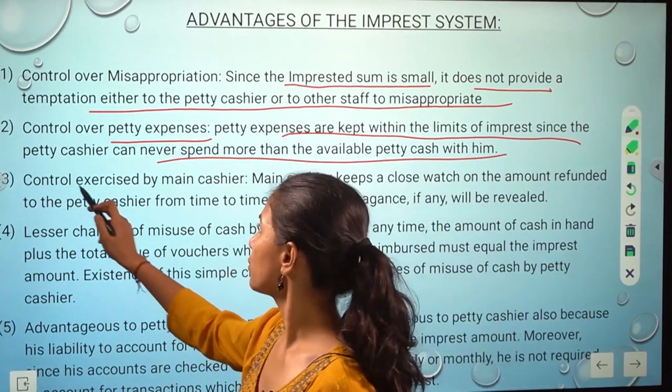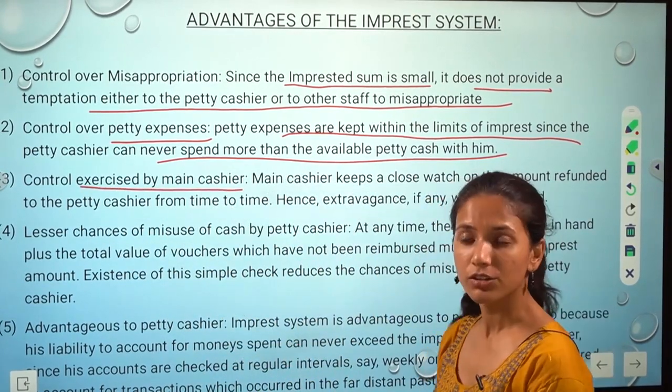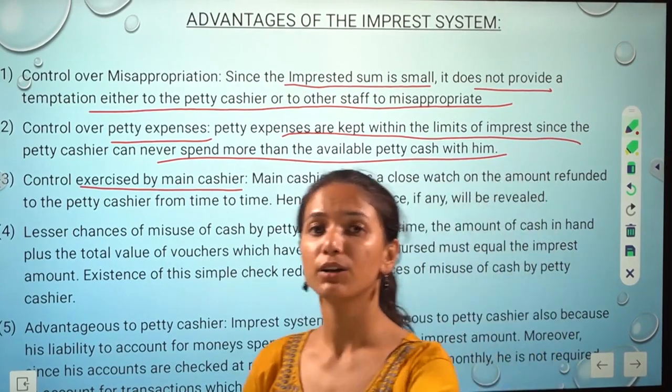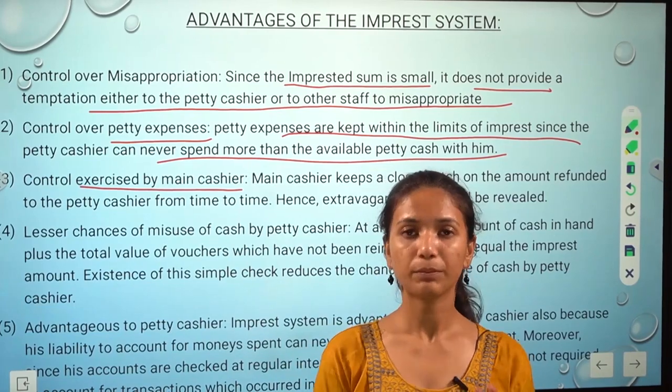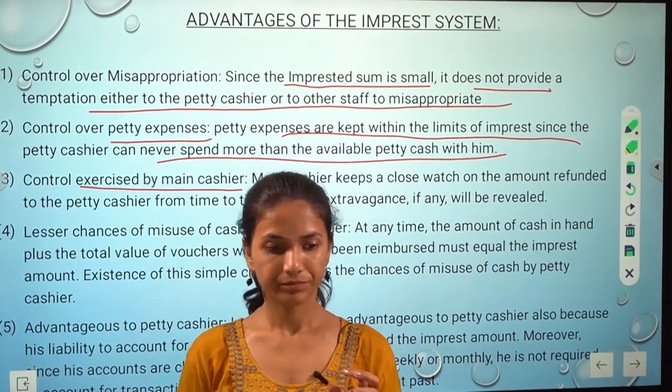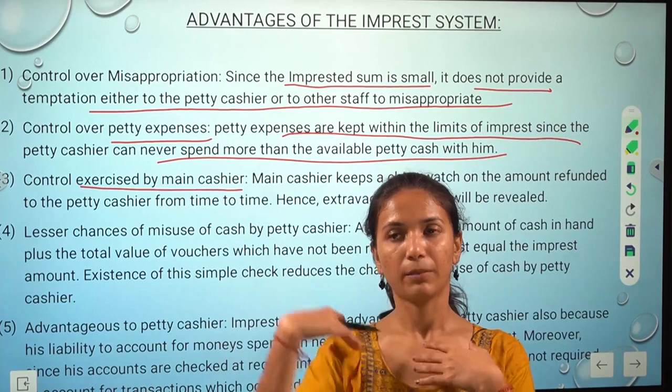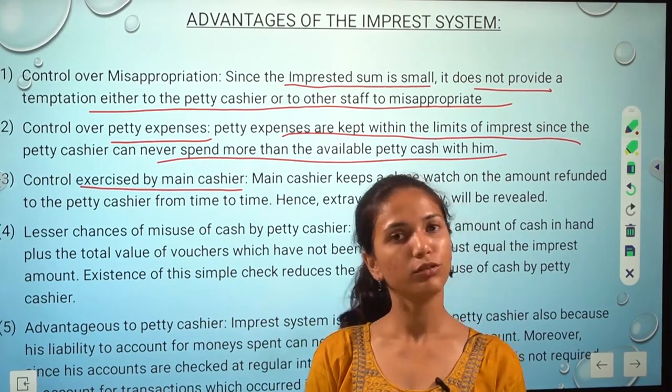Next is control exercised by the main cashier. So that control is exercised by whom? The main cashier. He will be paying the imprest amount to the petty cashier. So the petty cashier will think, yes, my sir is paying me 5,000 and I have to look after this.